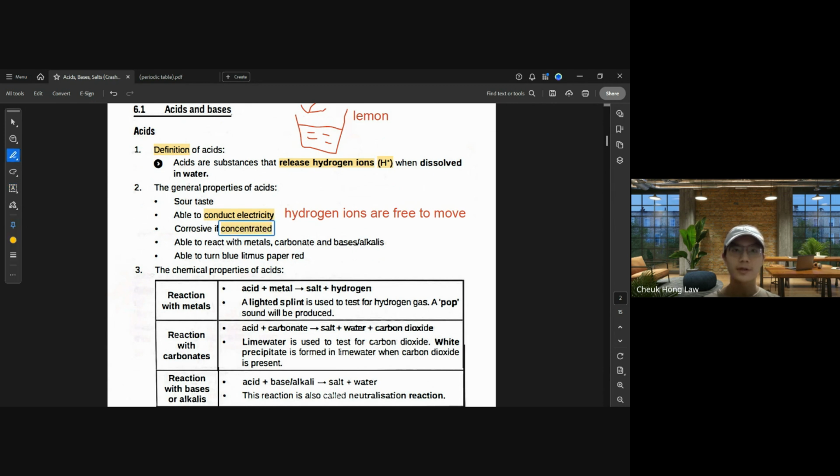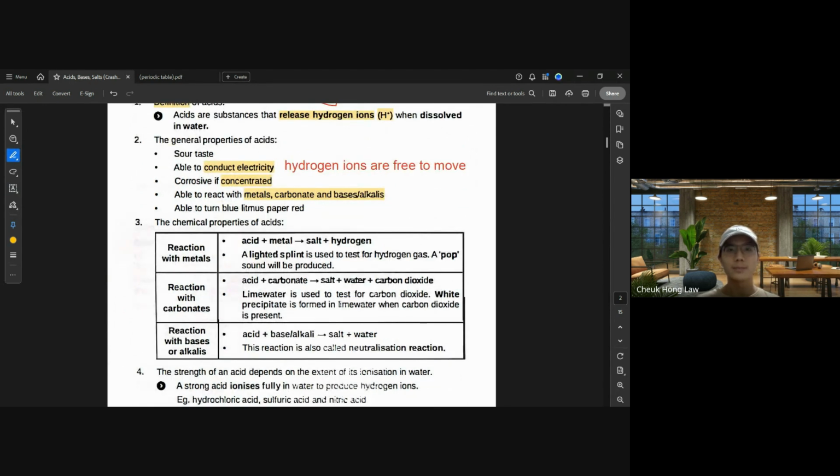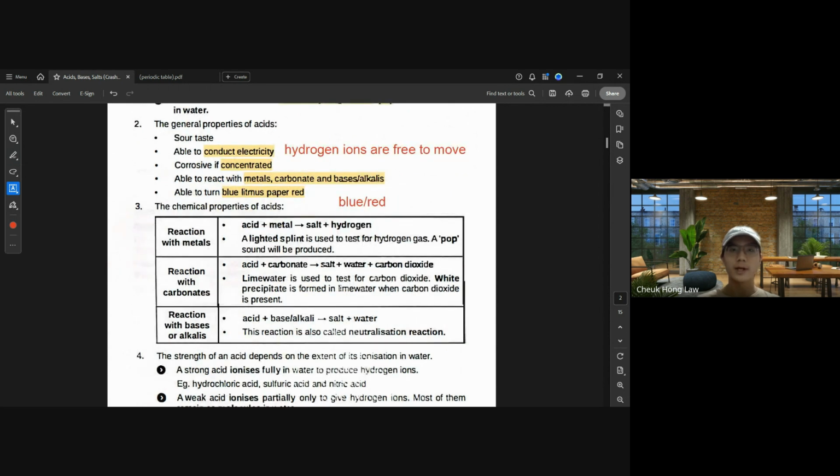If an acid is concentrated, it is corrosive, and it is able to react with 3 things: metals, carbonate, and bases. I'll go through a way to remember these 3. And finally, it can turn blue litmus paper red. Litmus paper has 2 colors, blue and red. Blue means it has properties of an alkali, the pH is above 7. Red means the pH is below 7, it has acidic properties. So let's move on to the reactions.